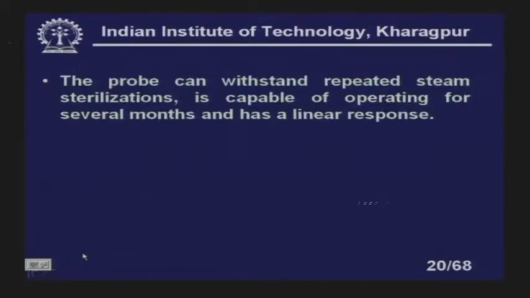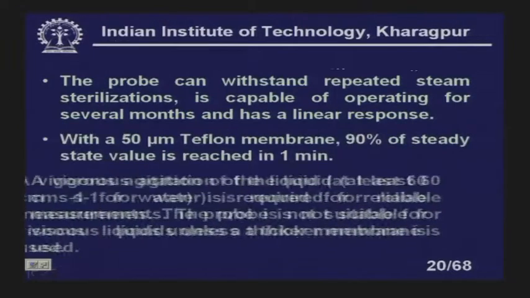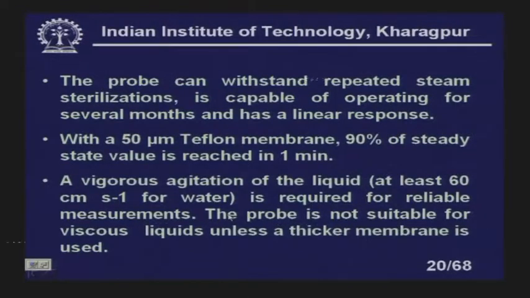The probe can withstand repeated steam sterilization and is capable of operating for several months with a linear response. With a 50 micron Teflon membrane, 90% of the steady state value is reached in 1 minute. It is almost the same as the previous electrode, the McCarthy electrode. A vigorous agitation of the liquid, at least 60 centimeters per second for water, is required for reliable measurement. The probe is not suitable for viscous liquid unless a thicker membrane is used, same as the previous electrode.